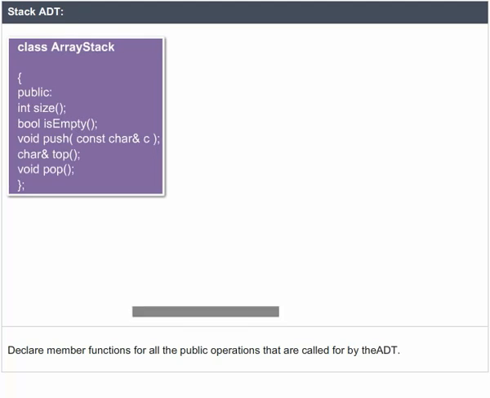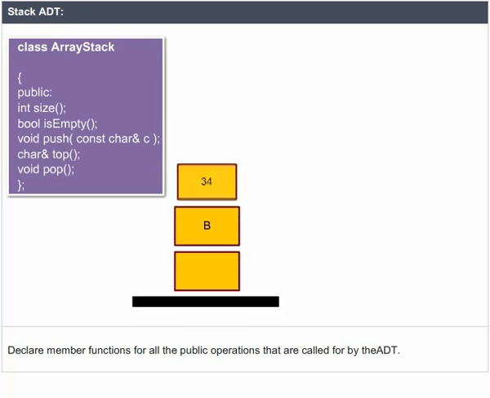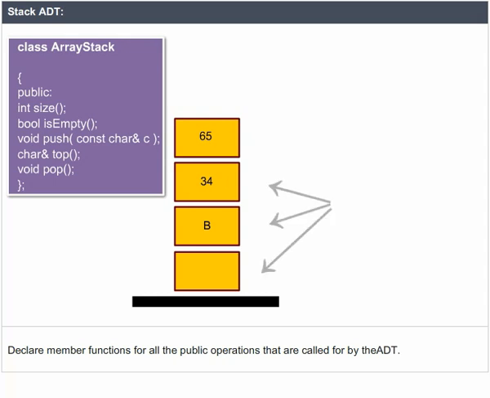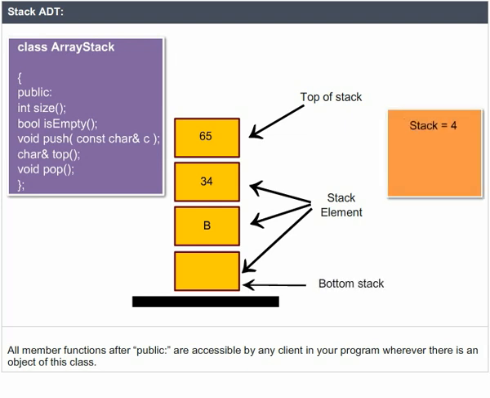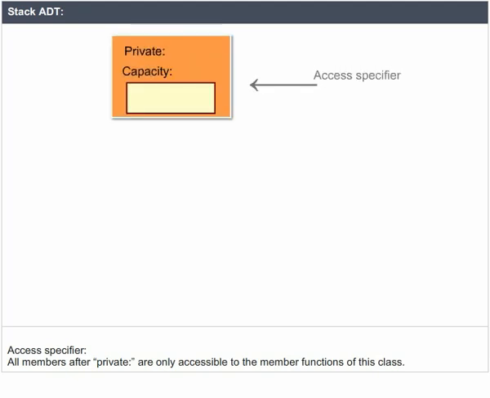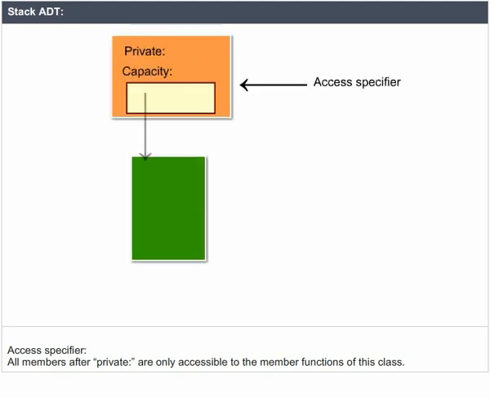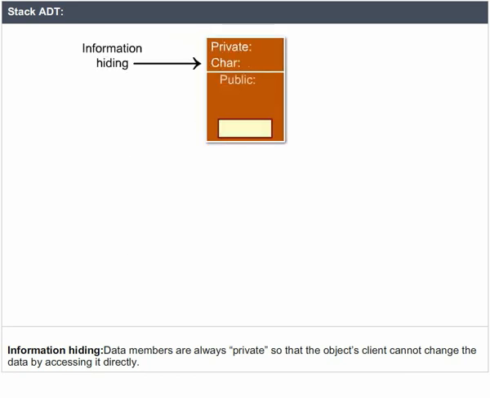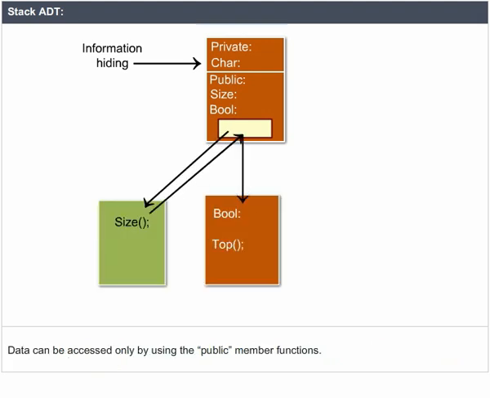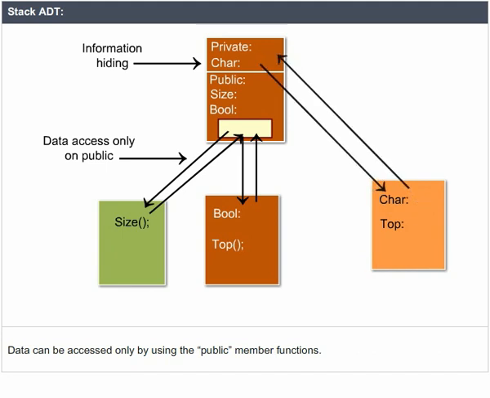Declare member functions for all the public operations that are called for by the ADT. All member functions after public are accessible by any client in your program wherever there is an object of this class. Access specifier. All members after private are only accessible to the member functions of this class. Information hiding. Data members are always private, so that the object's client cannot change the data directly. Data can be accessed only by using the public member functions.